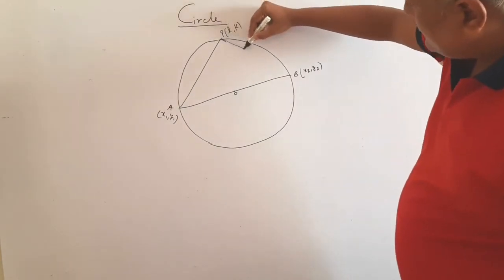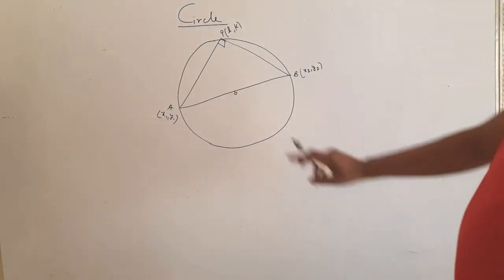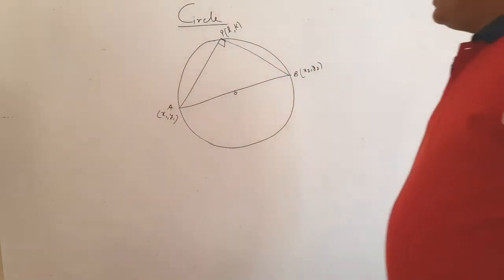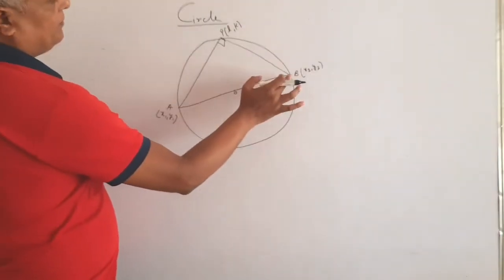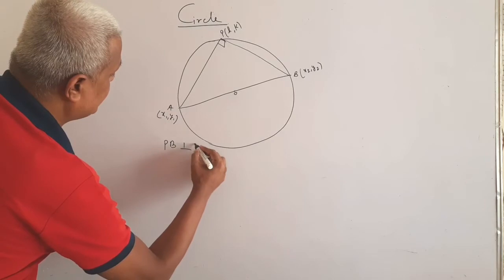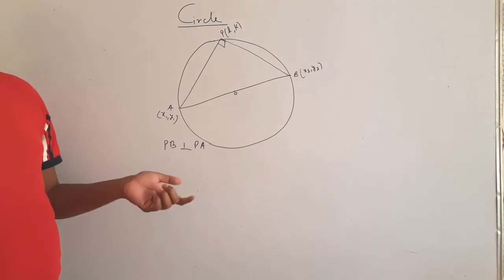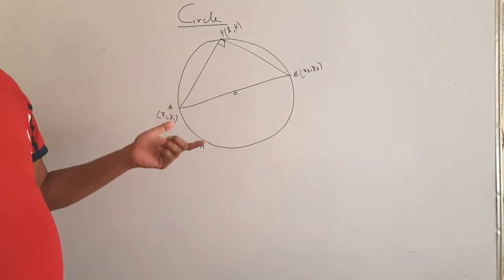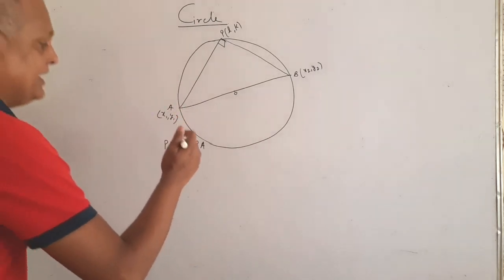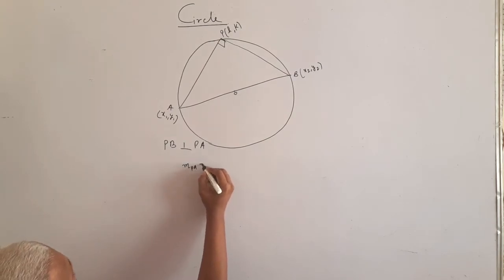In class 10 you might have studied in the properties of circle that the angle in a semicircle is a right angle. This means PB is perpendicular to PA. Now, in straight lines, you might have studied in class 10 that if two lines are perpendicular, the product of their slopes is equal to minus 1. So what is the slope of the line PA? I write m PA.